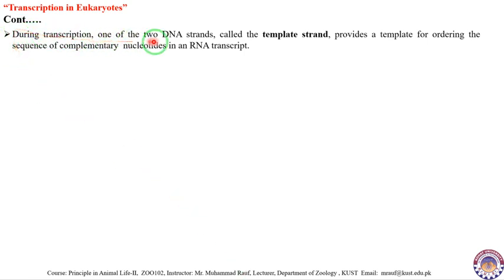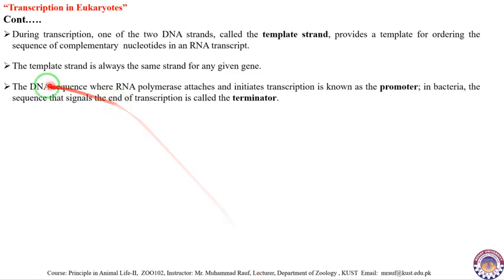So during transcription, one of the two DNA strands called the template strand provides a template for ordering the sequence of complementary nucleotides in an RNA transcript. The template strand is always the same strand for any given gene. We have already discussed that, but there are certain genes in bacteria where both strands can be used for the synthesis of RNA, and such genes are called inverse genes. The DNA sequence where RNA polymerase attaches and initiates transcription is known as the promoter. In bacteria, the sequence that signals the end of transcription is called the terminator.